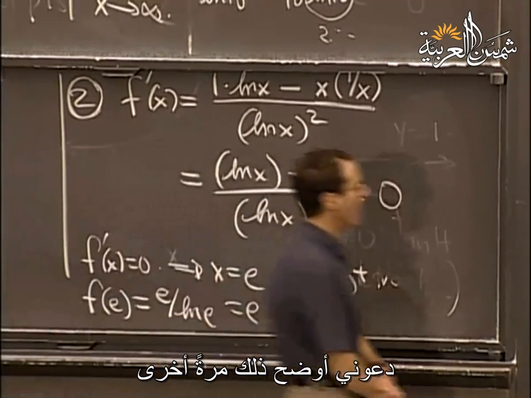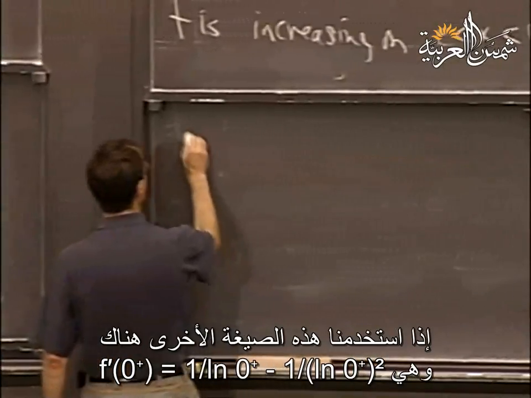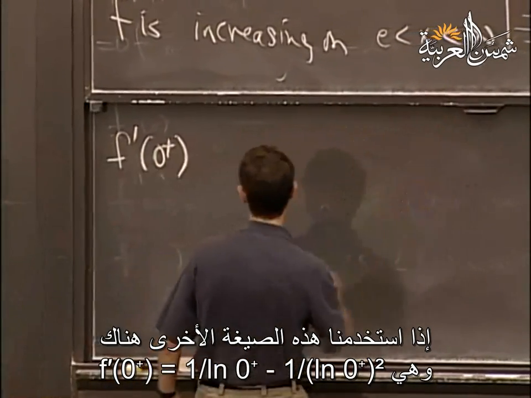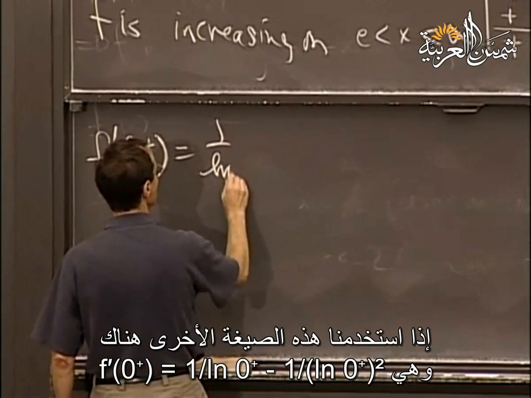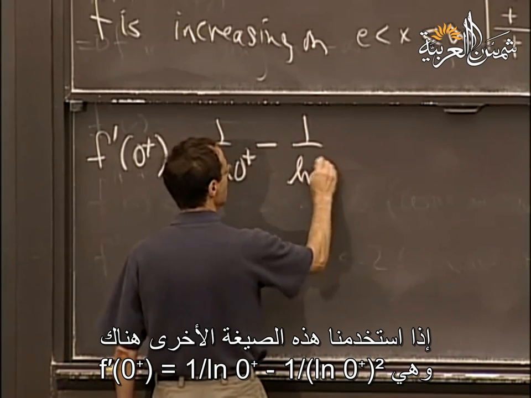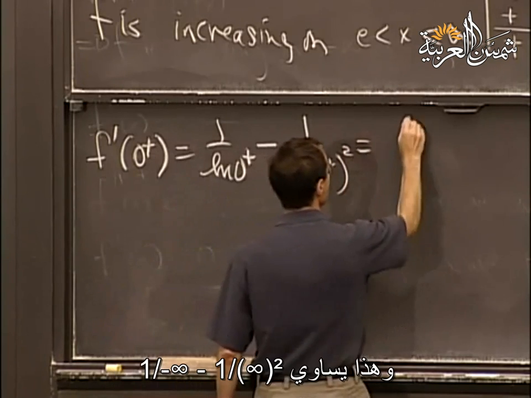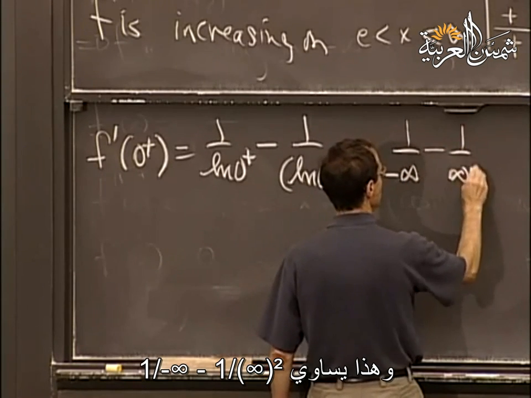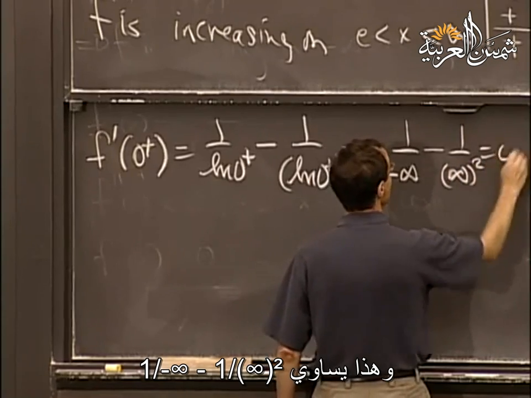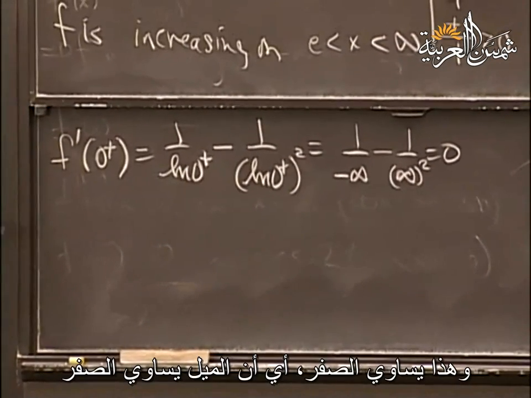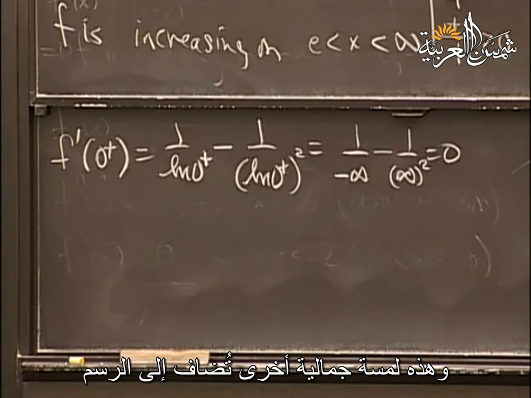And let me just emphasize that again. If you evaluate using this other formula over here, this is 1 over log 0 plus minus 1 over log 0 plus squared. That's 1 over minus infinity minus 1 over infinity, if you like, squared. Anyway, it's 0. All right? So this is 0. The slope is 0 there.